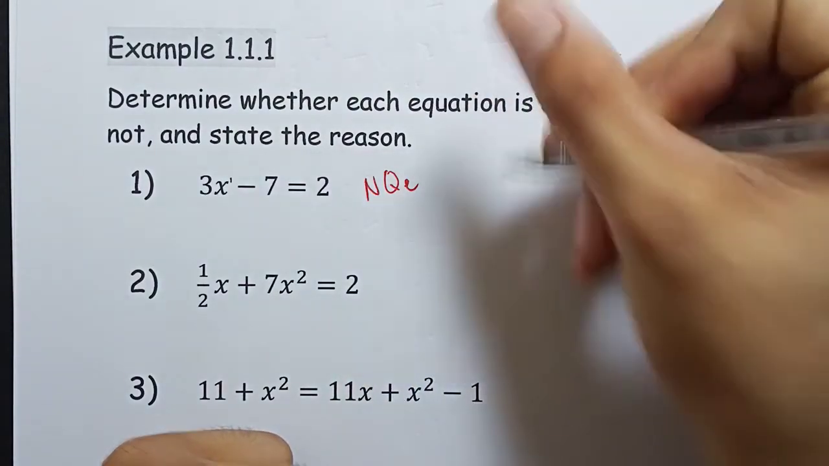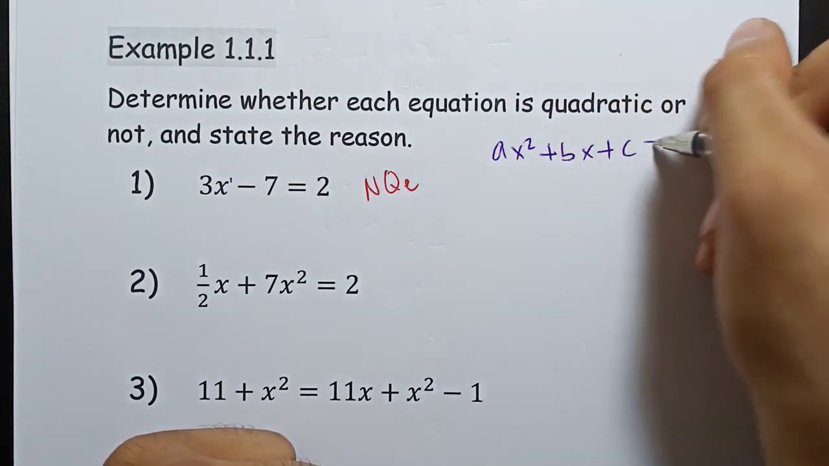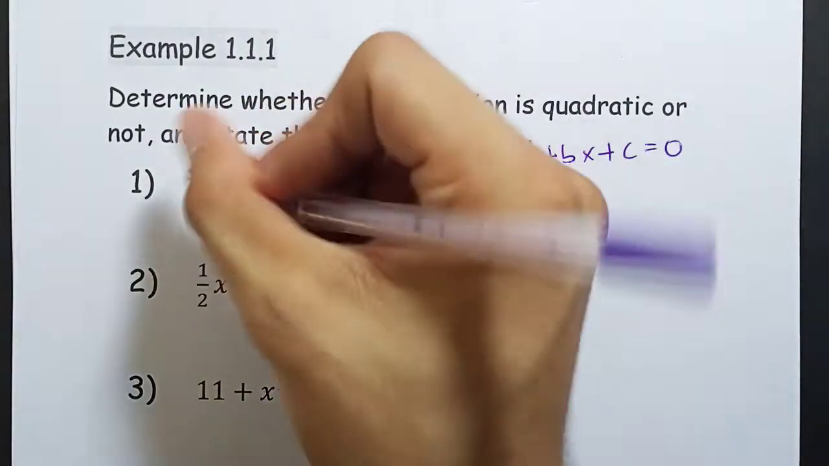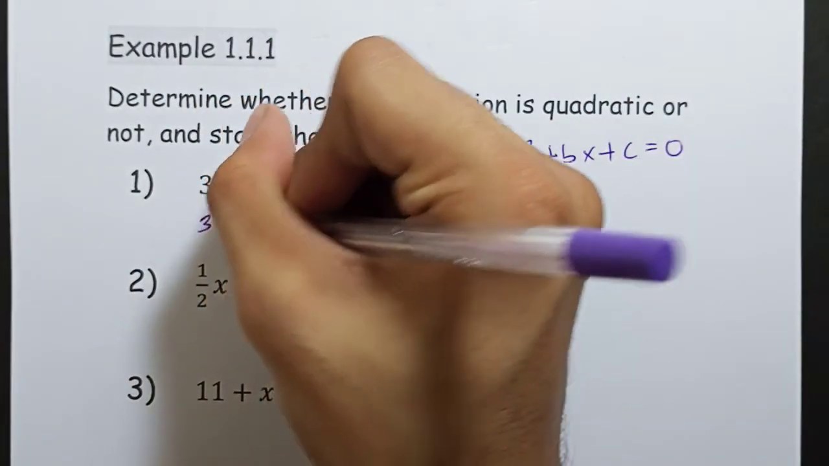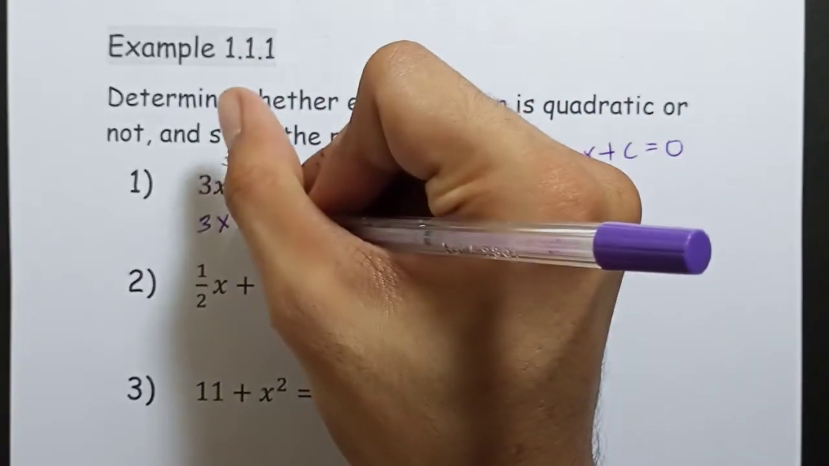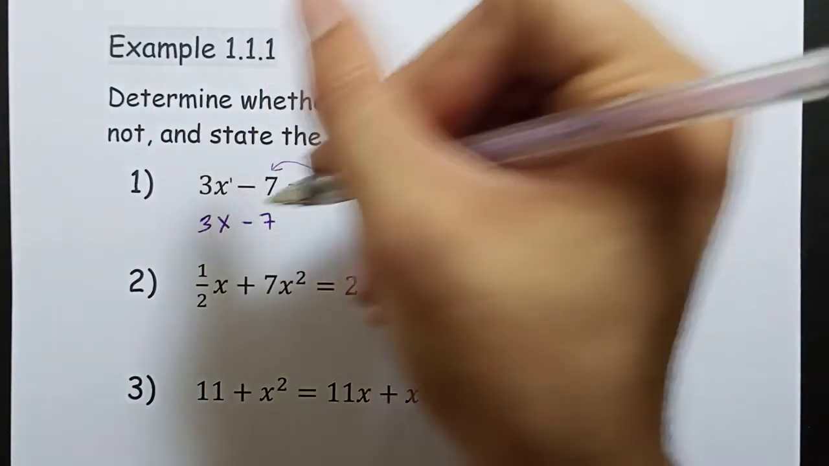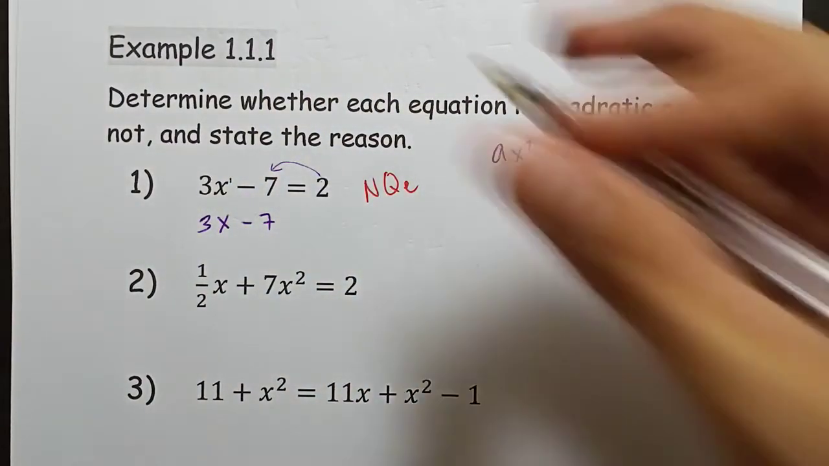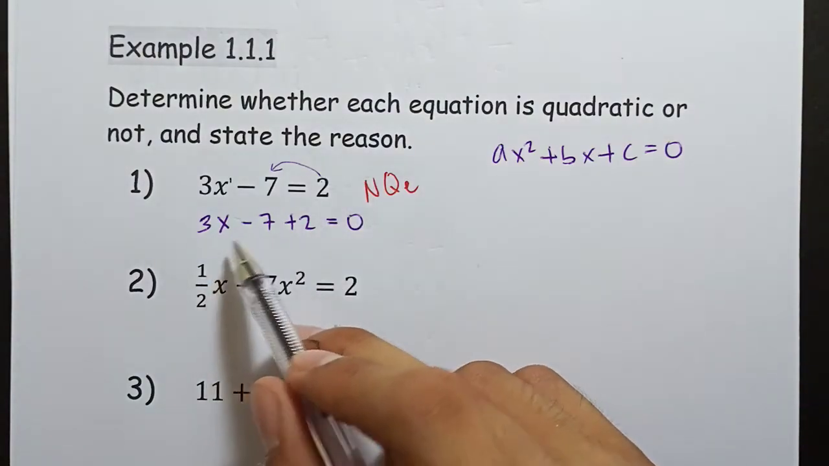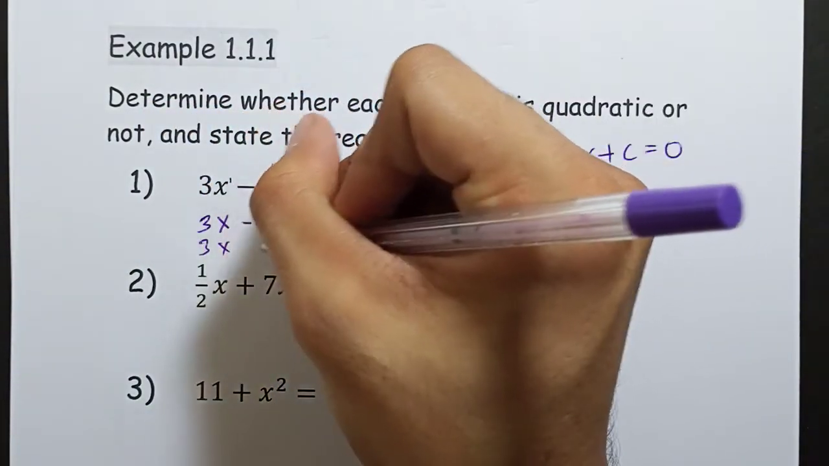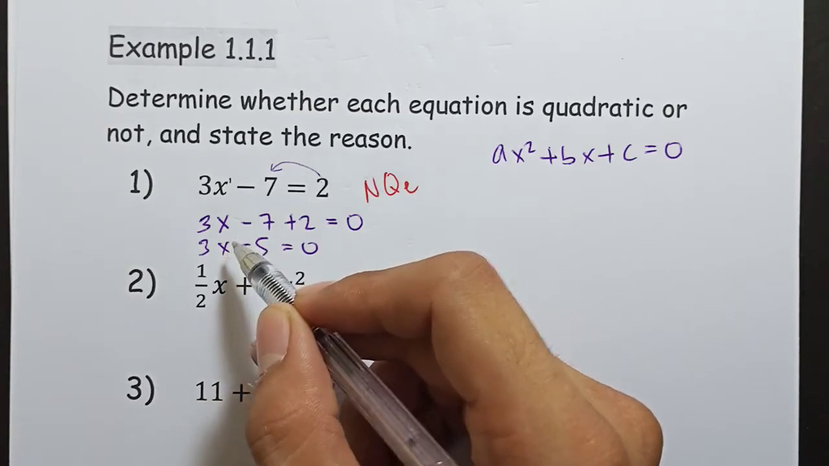Kailangan daw, gamit akong ibang tinta, ax squared plus bx plus c equals 0. So, gawin natin itong standard form. So, wala tayong x squared. Kaya di rin maging standard form. But let's ayusin lang natin. 3x minus 7, then si 2, lipat natin sa kabilang side. Or we can use the subtraction property of equality. So, magiging itong plus 2 equals 0. So, we can simplify 3x minus 5 equals 0. Then, nakitang-kita natin na yung exponent na pinakamataas is 1. So, hindi siya quadratic equation.